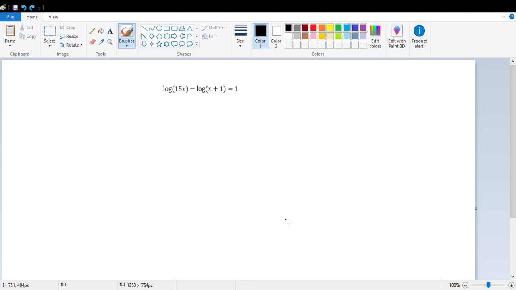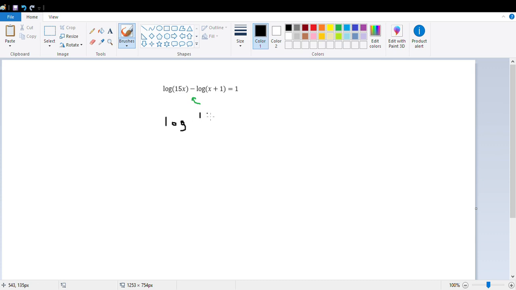Okay, we're going to try a slightly more challenging logarithm because this time we have a minus sign in between the two logs. And this minus sign here, we've got to combine these two logarithms before we can cancel them out. But if you have a minus on the inside between two logarithms, when we combine, we get division. So I'm going to go ahead and combine these two.